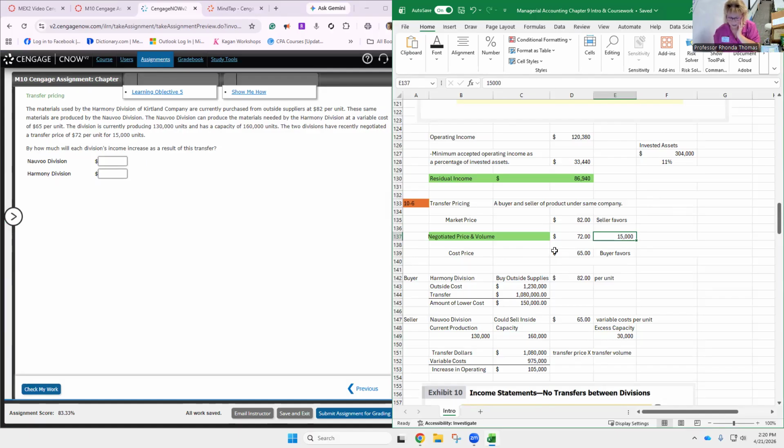All right, here is the volume. So if you took the volume of 15,000 times the market price, that is 1,230,000. So if they could sell it for that, then that would be good. Then the transfer price was decided at 72.